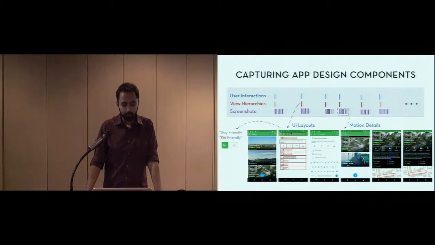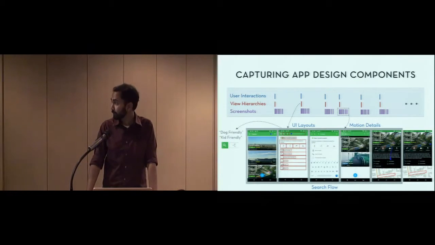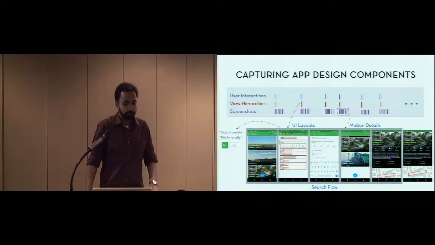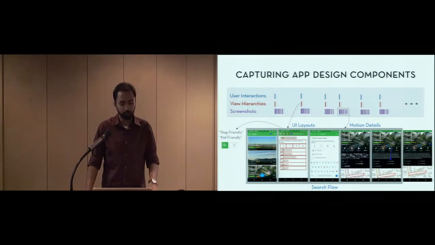Having multiple screenshots during UI changes allows us to combine them to visualize motion details. Here, we show how this particular screen responded to the shown user interaction. And finally, since this data is mined during human usage, it often captures meaningful user flows, which are sequences of UI screens that help users accomplish specific tasks. This, for example, is a search flow in this particular app. So this is how mining these three streams of data allows us to capture the different components of an app's design that we set out to do.